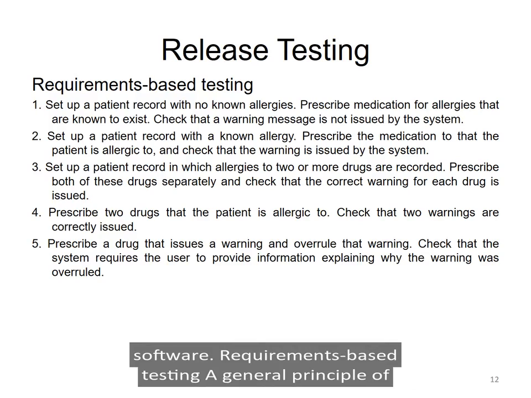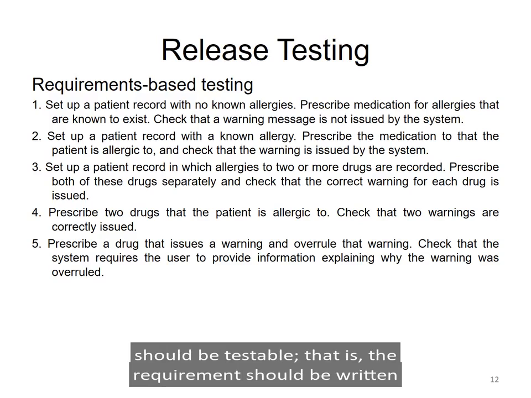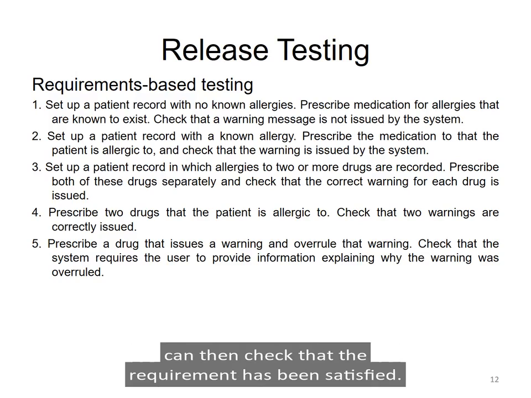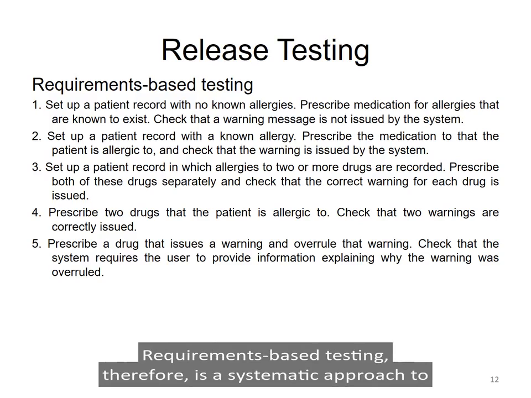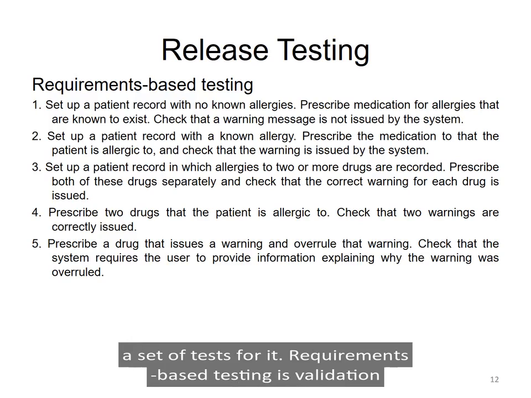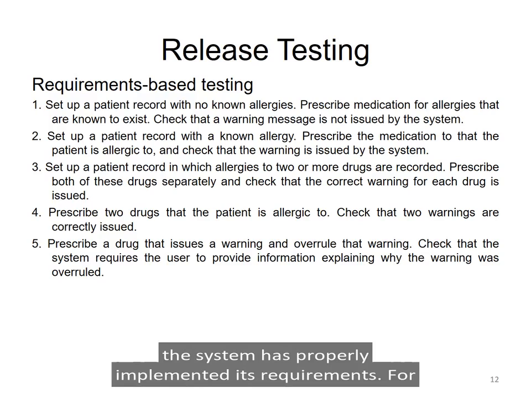Requirements-based testing. A general principle of good requirements engineering practice is that requirements should be testable. That is, the requirement should be written so that a test can be designed for the requirement. A tester can then check that the requirement has been satisfied. Requirements-based testing, therefore, is a systematic approach to test case design where you consider each requirement and derive a set of tests for it. Requirements-based testing is validation rather than defect testing. You are trying to demonstrate that the system has properly implemented its requirements.